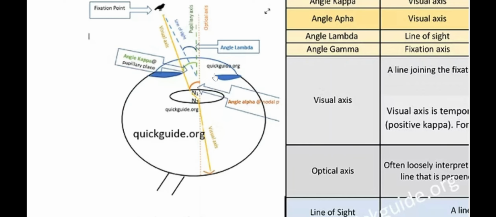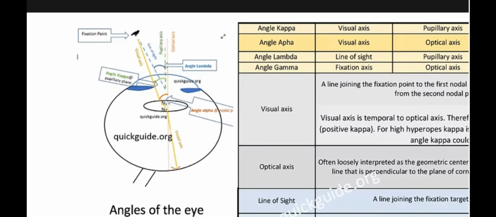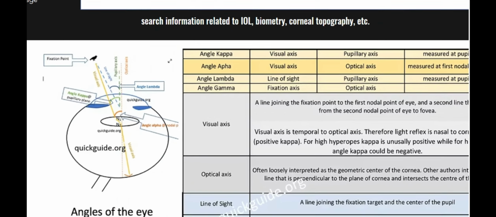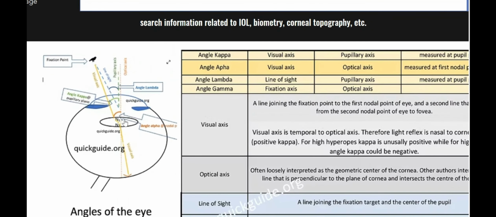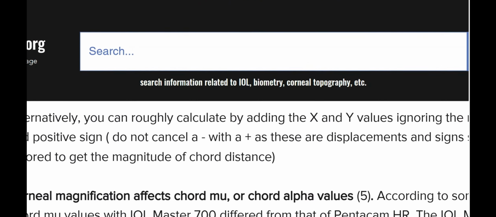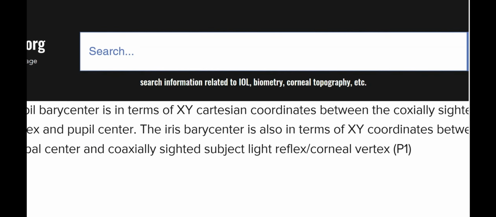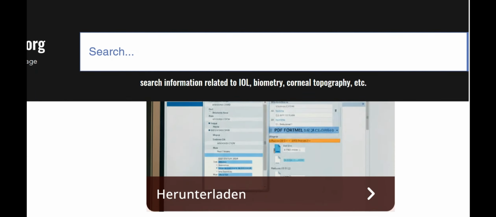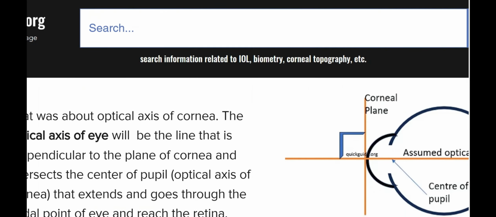Angle alpha again involves the visual axis, which is common for both angle kappa and angle alpha. Angle alpha is the difference between the visual axis and the optical axis of the eye, measured at the nodal point of the eye. Now let me explain what we mean by the optical axis of the eye. In this diagram, I've given an understanding about the optical axis of the eye.